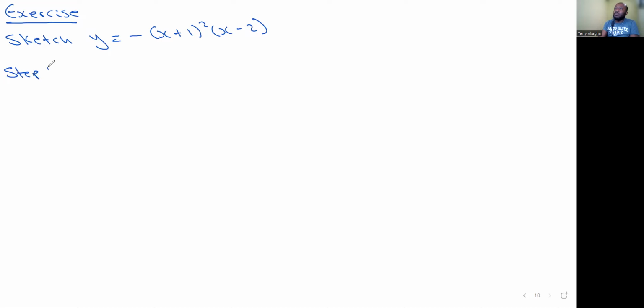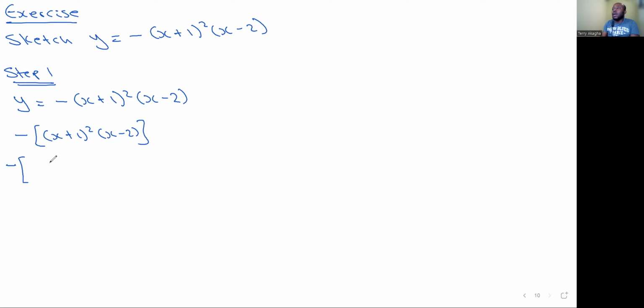So we have step 1. We have y is equal to minus (x plus 1) squared, (x minus 2), okay? In order to make it easier, I'm going to do it this way. We have minus, (x plus 1) squared, (x minus 2), so that the minus is not going to confuse us. Then I'll open the bracket inside. So we have (x plus 1), (x plus 1), then we have (x minus 2). Keep the minus outside. So we'll open these first two first.